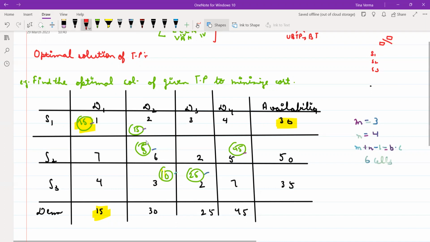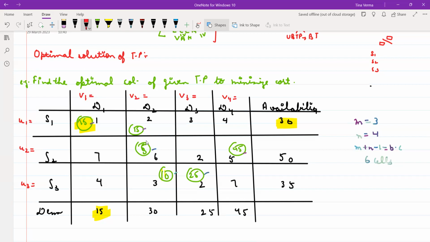How can we go towards the optimal? We can assign Ui corresponding to rows and Vj corresponding to columns. If you remember, when we wrote the dual, we took Ui corresponding to the rows and Vj corresponding to the columns. There you wrote that all the Ui and Vj were unrestricted in sign. Do you remember? Right. So we need to find the values of Ui and Vj.